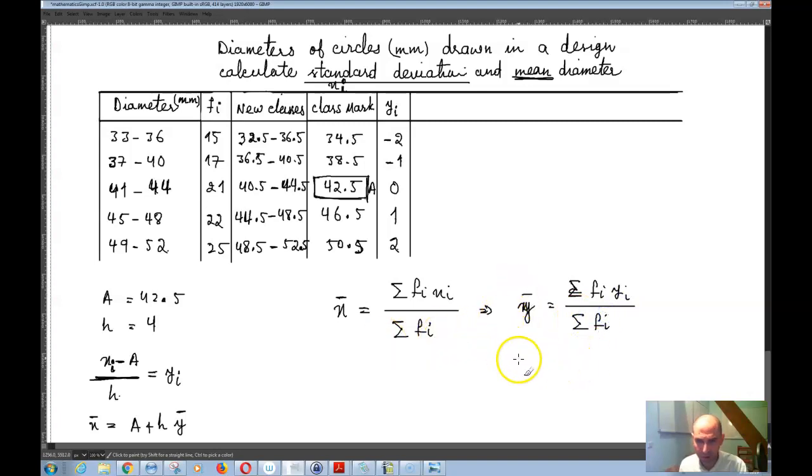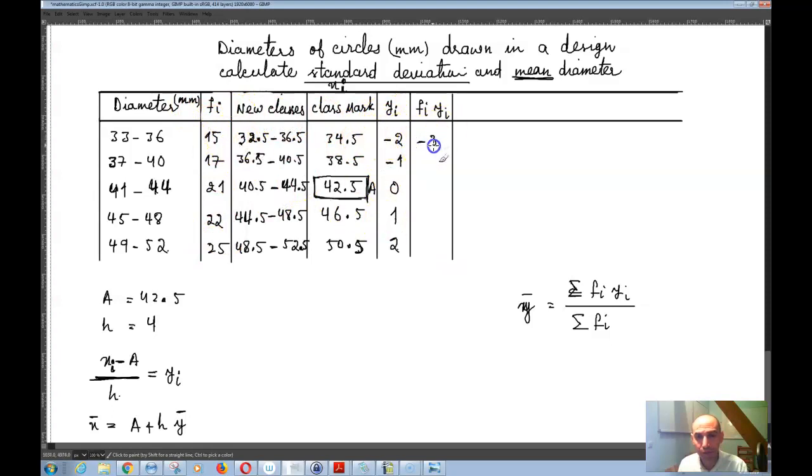And by the same logic, if you had z bar, that would be sigma f of i z of i divided by sigma f of i, and so on and so forth, just changing the variable. So if I want to calculate y bar, which is used in this formula, I need to calculate sigma f of i y of i. So I calculate f of i y of i. This is f of i, this is y of i.